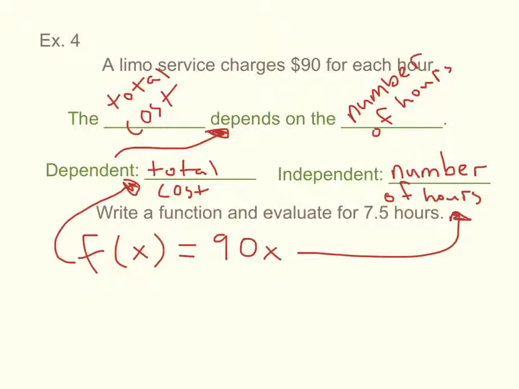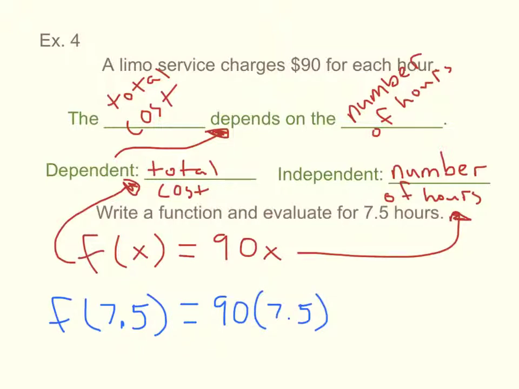So now I just go back to work by plugging in my values. So f of 7.5 equals 90, and then instead of x, 7.5. When I multiply that out, I end up finding out that 90 times 7.5 equals $675. So that means that if you were going to rent this limo for 7.5 hours, you should plan on spending $675.